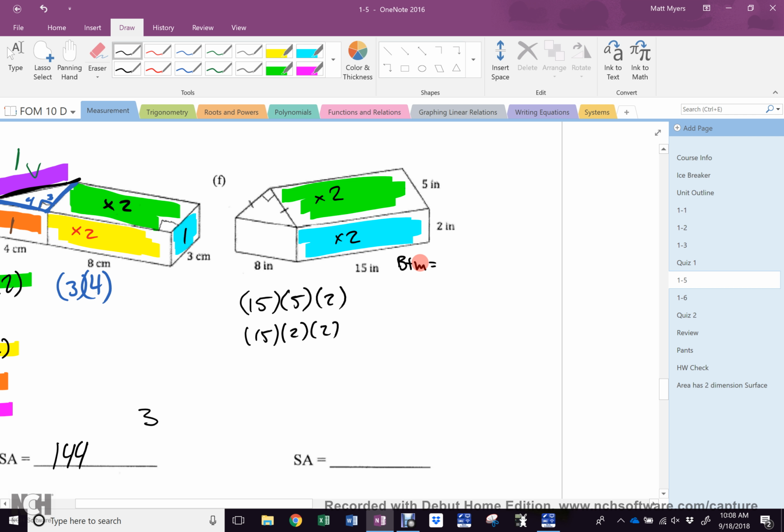Okay. How many BTMs are there? 1. And how big is it? 8 inches? 15 by 8. Everybody cool? And how many purple ones are there? Times 2. And what are they? 2 by 8 by 2 by 2. Is everybody cool to there?